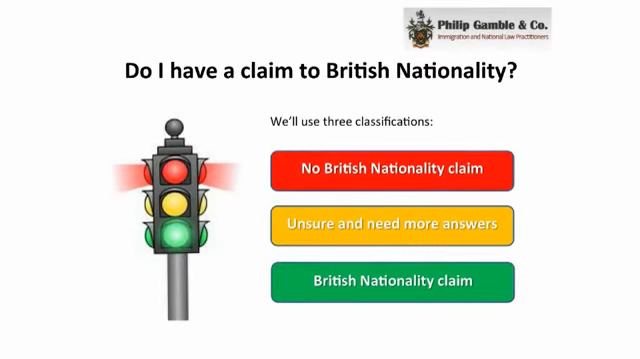We'll use three classifications, similar to a set of traffic lights. So red are circumstances where we feel you have no claim. Amber, where you are perhaps unsure of your claim and further research has to be done. Or green, where we feel you have a claim.